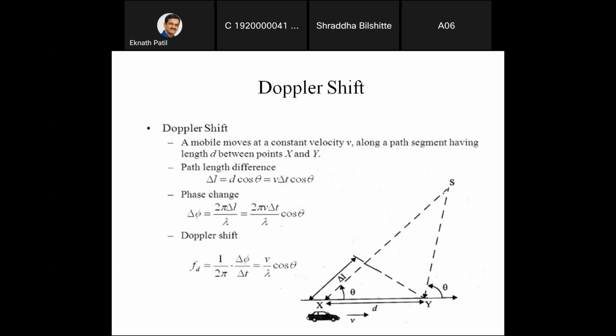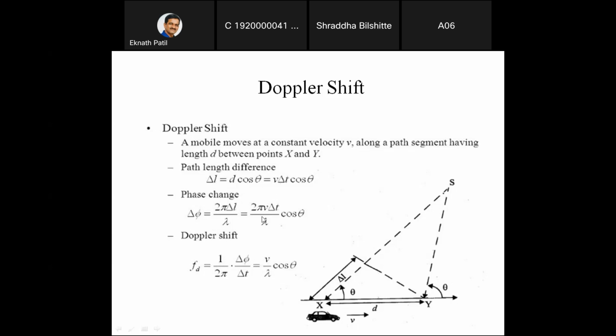So the mobile moves at a constant velocity v along the path segment having length d, between the points X and Y. The path length difference, delta L, is equal to d cos theta, that is, v delta t cos theta, where v is the velocity, delta t is the time, and theta is the angle. So the phase angle delta phi is 2 pi delta L divided by lambda.